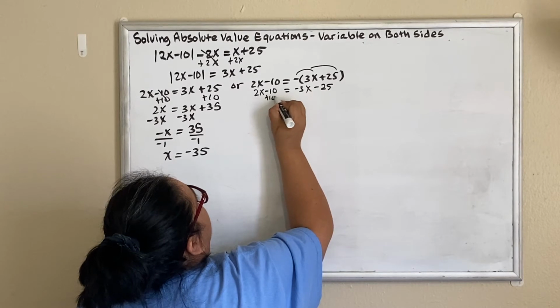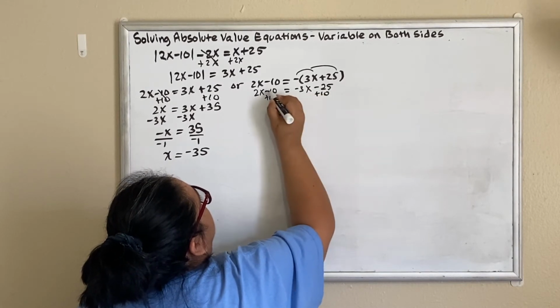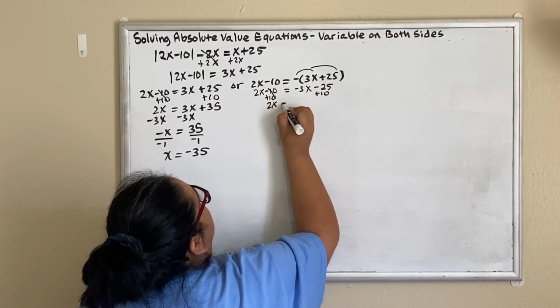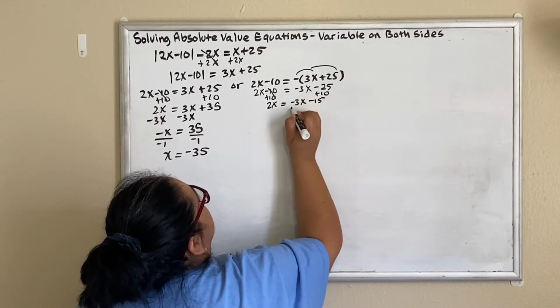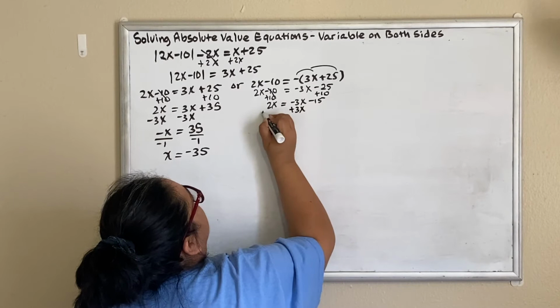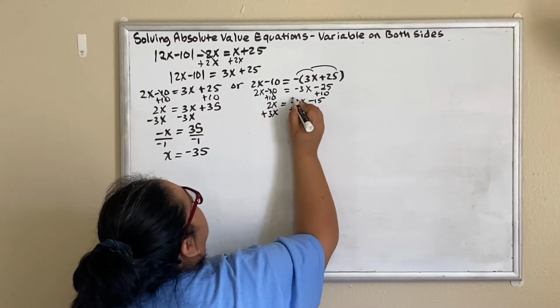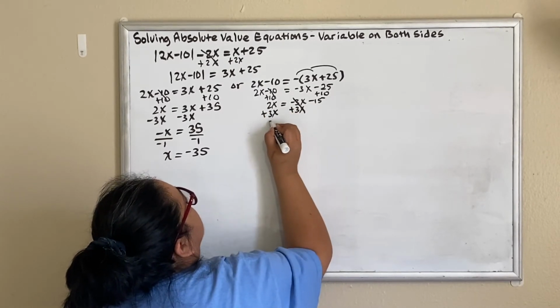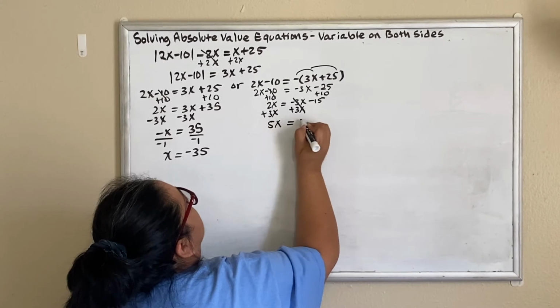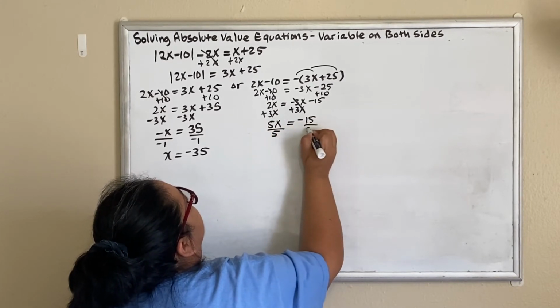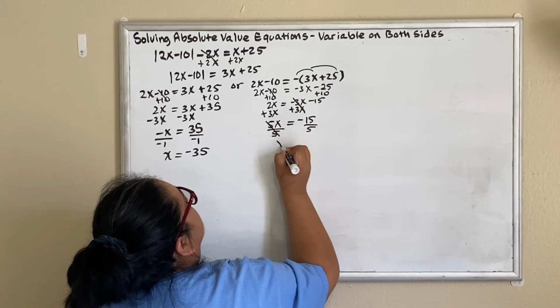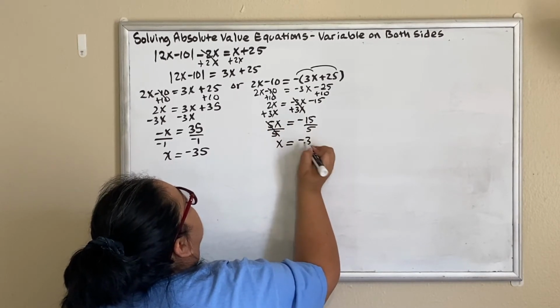So now we can add 10 to both sides. That eliminates, and we get 2x equals -3x minus 15. So now we're going to add 3x to both sides. That eliminates. 2x plus 3x is going to be 5x, which equals -15. Now we're going to divide by 5 on both sides. That reduces, and we get x equals -3.